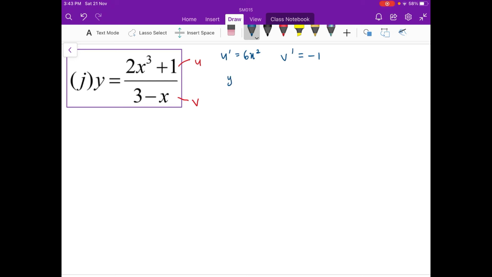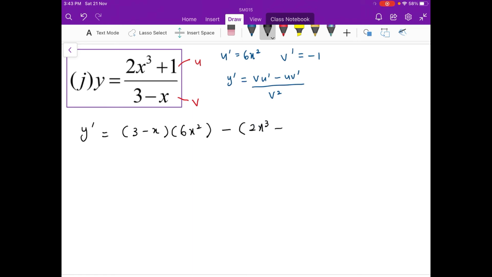So I just rewrite back our quotient rule formula. y prime would be equal to vu prime minus uv prime, divided by v squared. Now we will substitute one by one into the formula. So our y prime, or you can use dy/dx, will be equal to v, so 3 minus x, times u prime, so 6x squared, minus u, so 2x cubed plus 1, times -1. So the whole thing would be divided by v squared, so we will have 3 minus x squared.